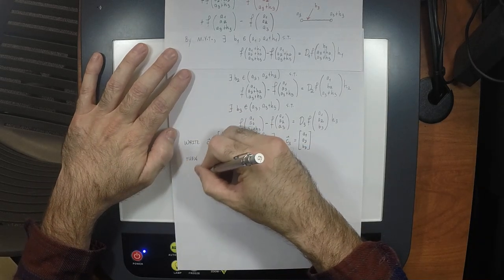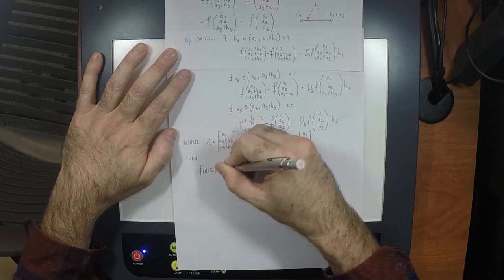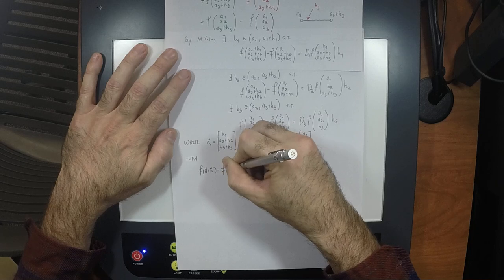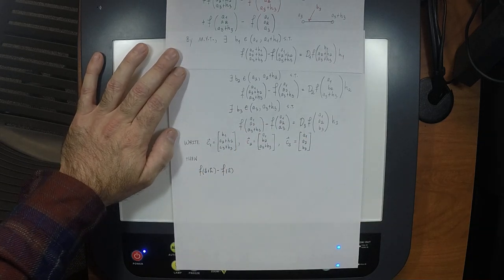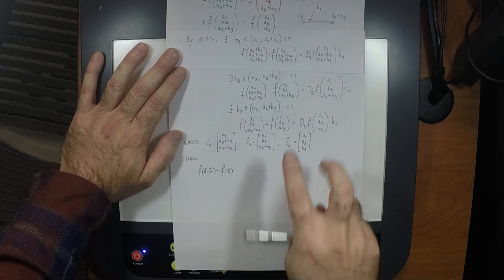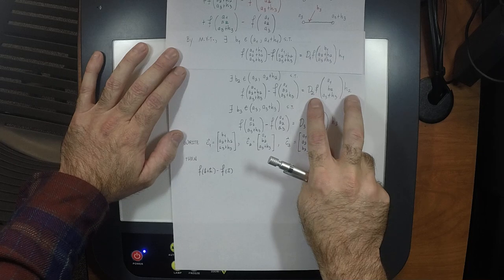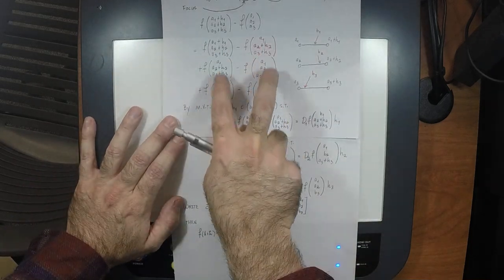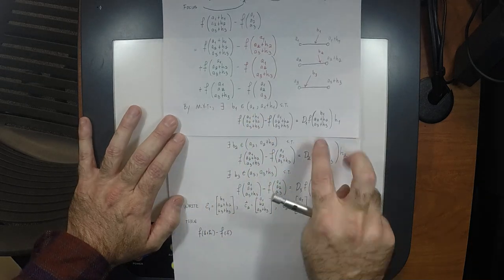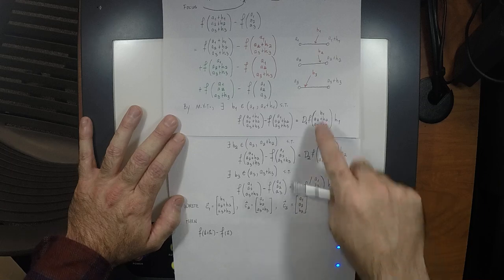Then the function increment f of a plus h minus f of a, which is what we've currently been trying to deal with, is equal to the sum of these three things, that one, that one, and that one. Because it was the sum of these three, 1, 2, 3, and now we're replacing it with these 1, 2, 3. So the increment of the function is the sum of those.